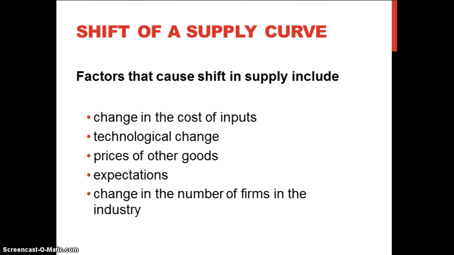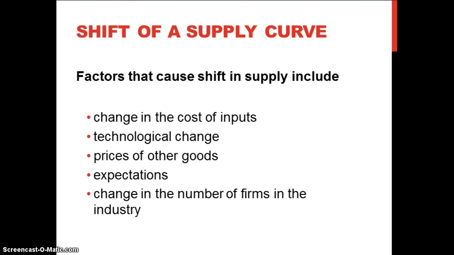And fourth, if cars become more popular, the production of cars will increase. So if that is the case, the supply curve shifts rightward. And finally, if the number of firms decreases in the car industry, the supply curve shifts leftward because the overall size of the car industry shrinks.